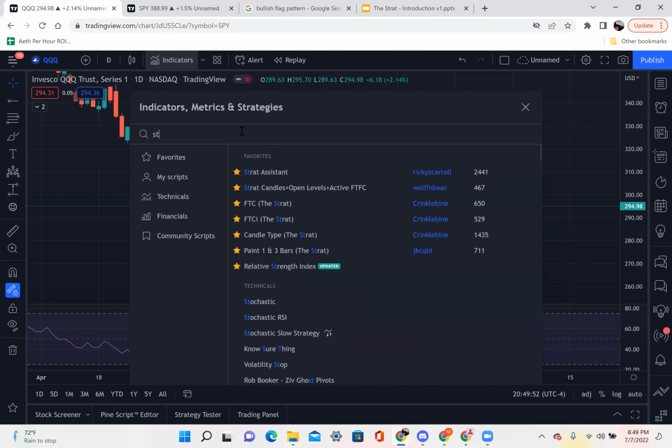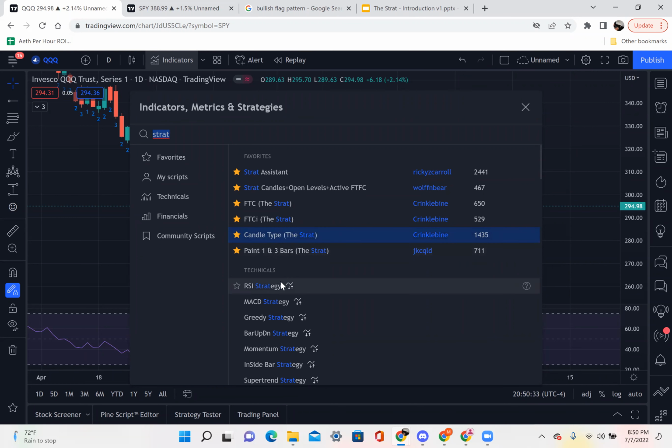And you're going to type in Strat, S-T-R-A-T, right? Not start, but Strat. And the three that I'm going to show you how to put on your TradingView are the Strat Assist, the Strat Can Do Open Levels, and the Active FTC, full-time frame continuity. This is the one that I use. This is the one that I'm starting to learn, but I'm probably going to stick with this one. And this is the one that I began with, right? So let's go to the one that I began with.